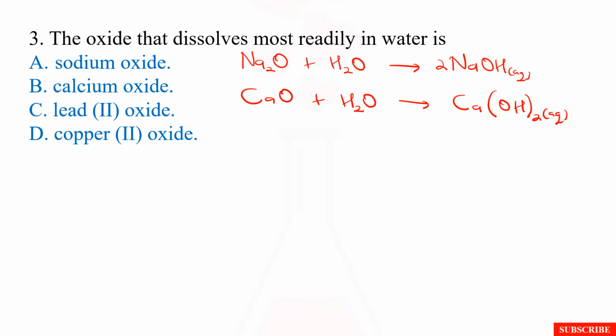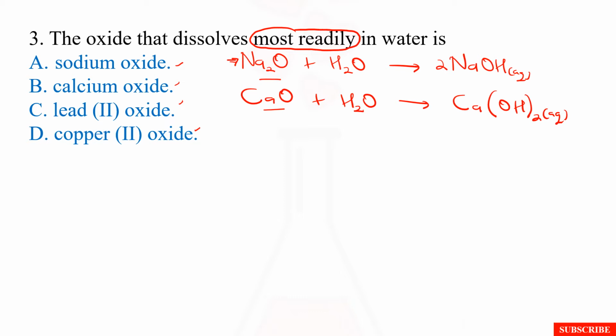However, we shall put some emphasis on the words most readily. This helps us choose between these two options, sodium oxide and calcium oxide. Sodium oxide will dissolve more readily in water between these two, and most readily from all these four. So the best answer here becomes A, because sodium oxide dissolves most readily compared to its other counterparts.